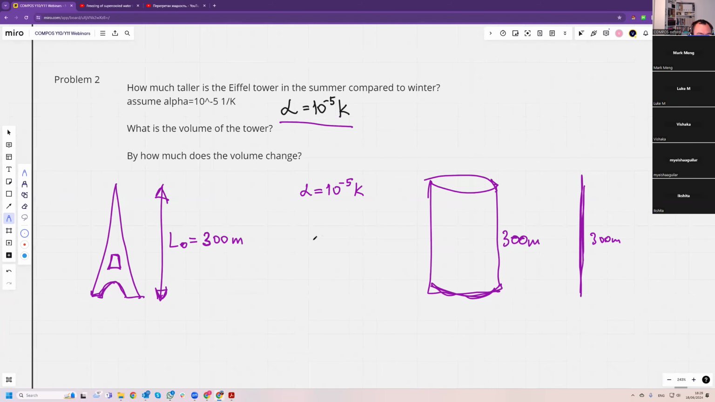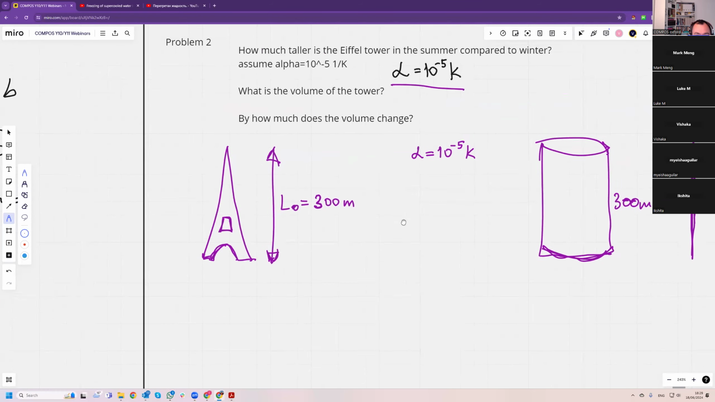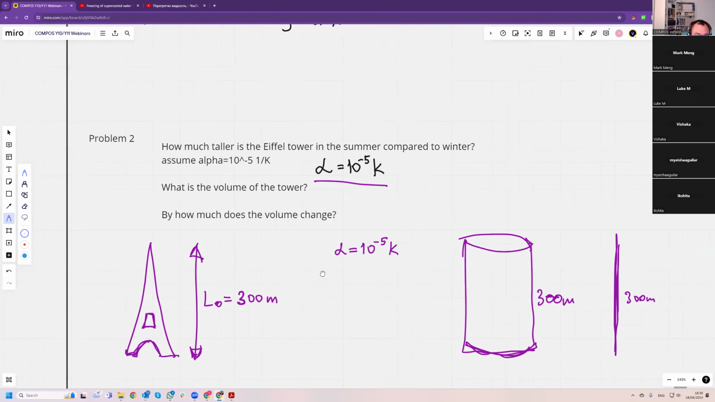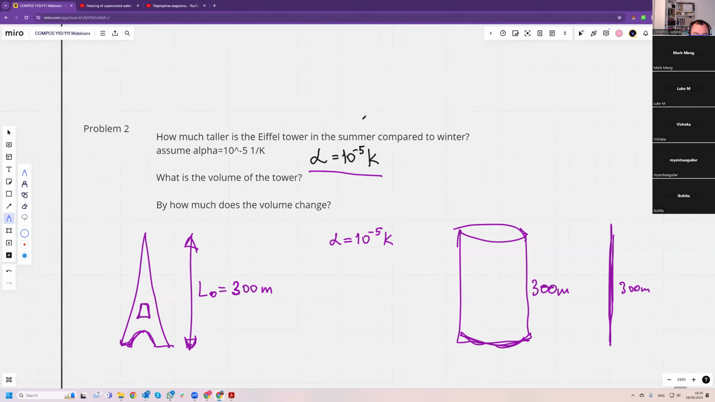Yeah, and then we just apply the formula. We just need to estimate the winter and summer temperature. So I think the lowest temperature in winter in Paris would probably be -20. That's the extreme of the extreme. And in summer, when the sun is out, the metal can easily heat up to about plus 50 degrees Celsius.